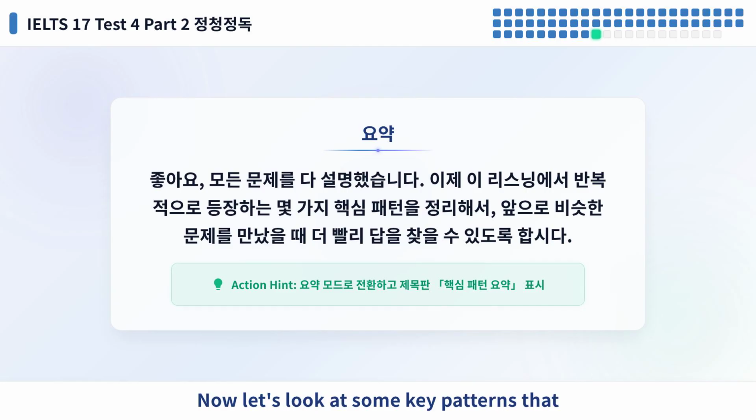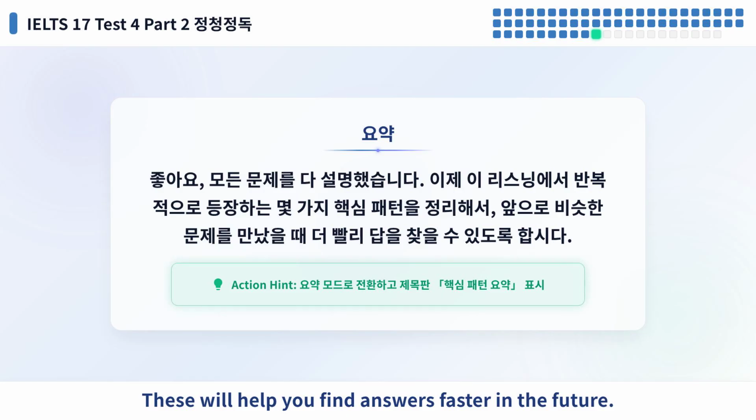Okay, we have finished all the questions. Now let's look at some key patterns that appeared many times in this listening. These will help you find answers faster in the future.